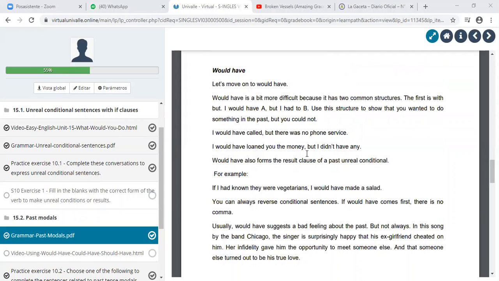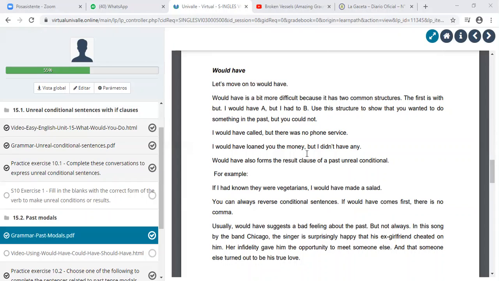Would have is a bit more difficult because it has two common structures. The first is with but. I would have A, but I had to B, okay? Use this structure to show that you wanted to do something in the past, but you could not. For example, I would have called, but there was no phone service. I would have loaned you the money, but I didn't have any.